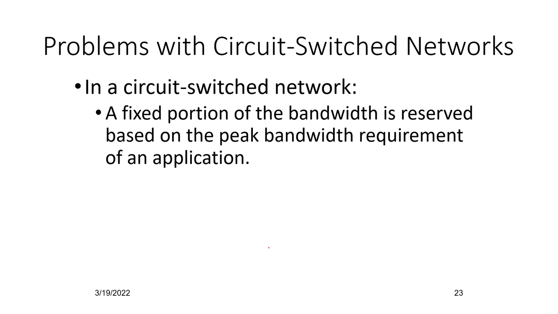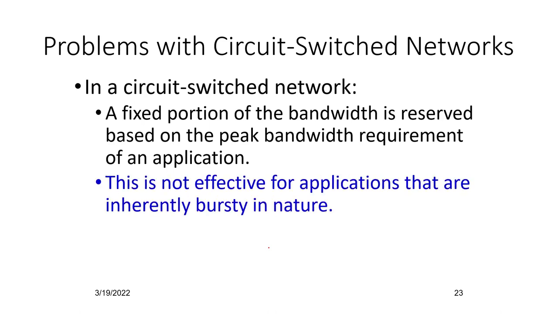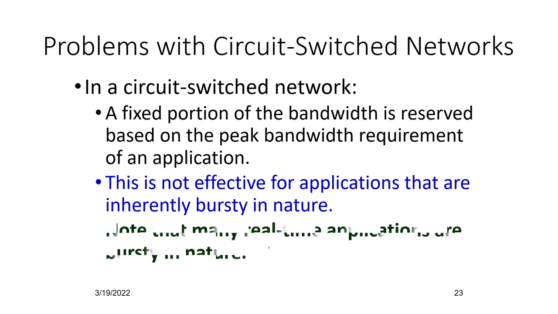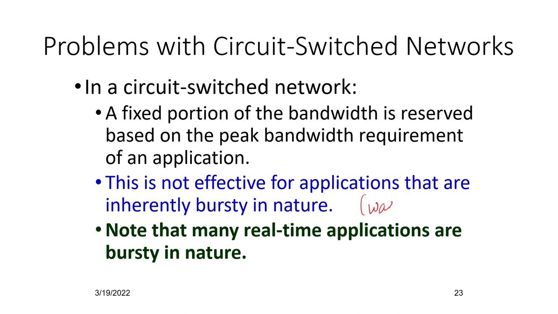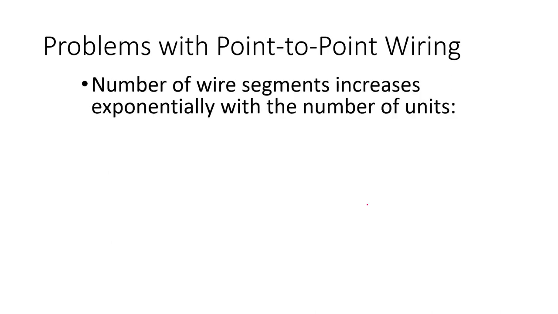In a circuit switch network, essentially you are reserving buffer space, you are reserving a fixed portion of the bandwidth, and once the reservation is done, you are sending a packet. If traffic is inherently bursty in nature, it's a bad idea because you are just wasting bandwidth and resources. There is a waste, and many real-time systems are bursty in nature. As a result, you'll have this waste, and this is not a good idea. Again, with point-to-point wiring, there could be too many segments.